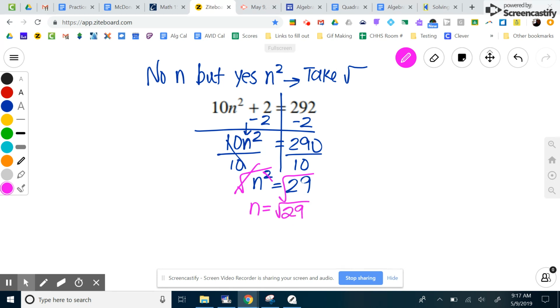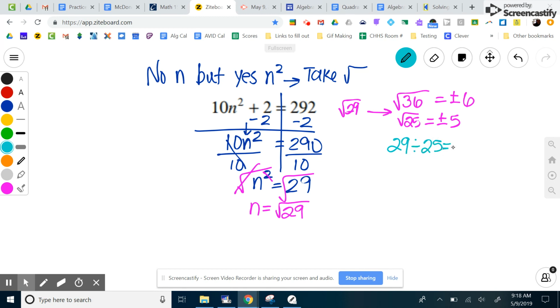So the square root of 29 falls between the square root of 36, which is plus or minus 6, and the square root of 25, which is plus or minus 5. So the first number I'm going to try is 25. I'm going to do 29 divided by 25, and that does give me a decimal. So I need to cross that one out, and I need to try the next one.